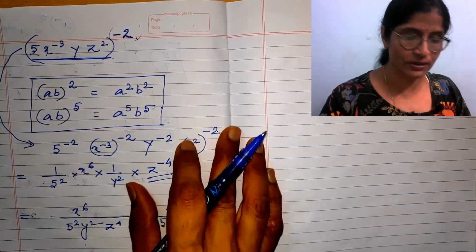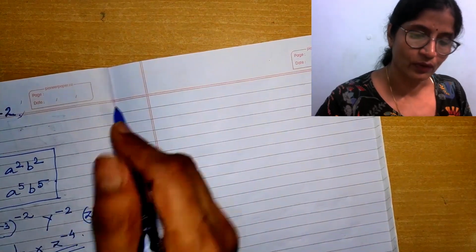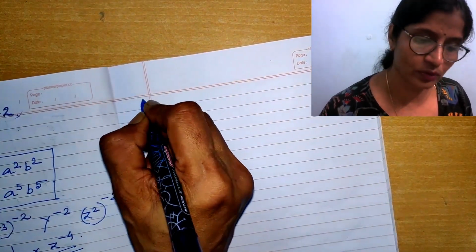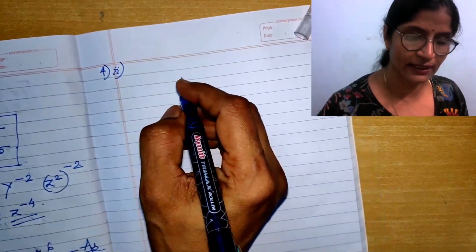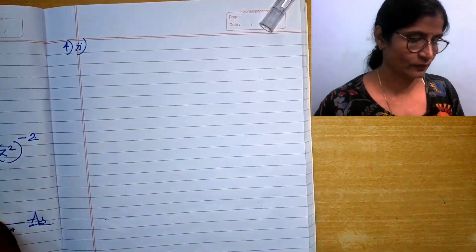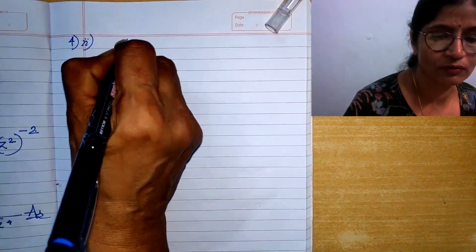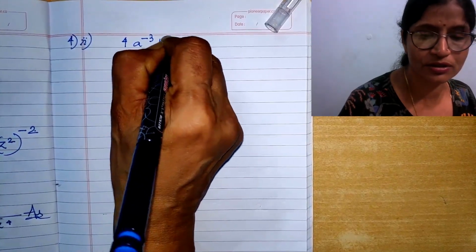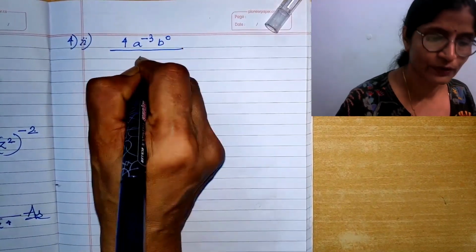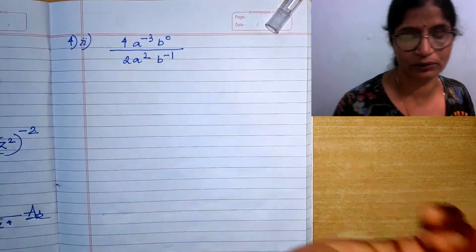Now next one is, it is given simplify, fourth subpart 2 number sum is that 4a to the power minus 3 b to the power 0 divided by 2a square b to the power minus 1.